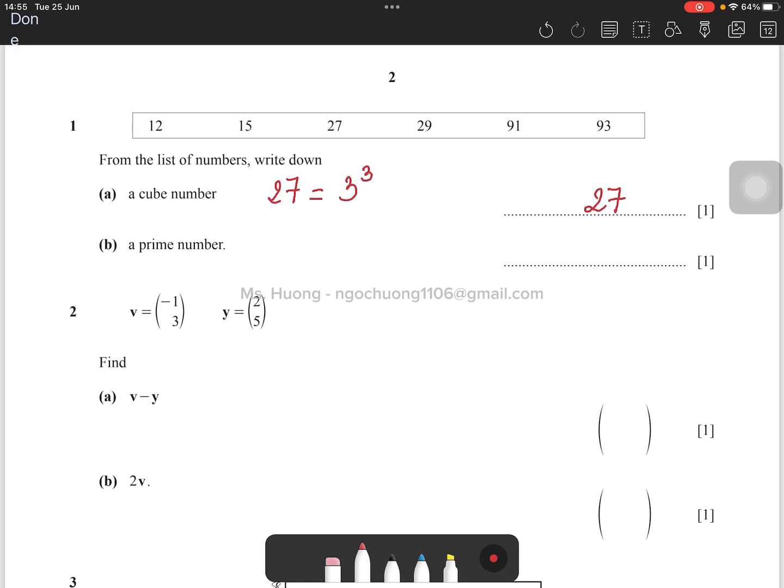A prime number only has two factors, 1 and itself. So if a number has more than two factors except for 1 and itself, then it's not a prime number. For example, 12 is divisible by 2, 3, 4, and 6. 15 is divisible by 3 and 5. 27 is divisible by 3 and 9. 91 is divisible by 7 and 13. 93 is divisible by 3 and 31. So only 29 has two factors, 1 and 29, so it is the only answer in this case.